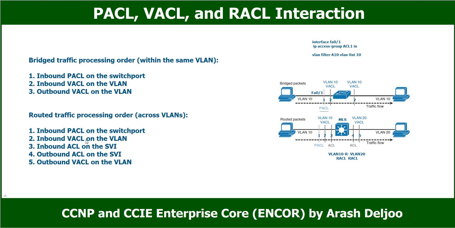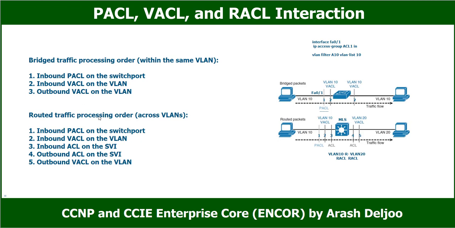Because of that, regarding inbound VACL and outbound VACL, again I emphasize, there is the VACL of VLAN 10 and the VACL of VLAN 20. Actually, we don't have an inbound VACL or outbound VACL. Inbound VACL means VACL of the source VLAN, and outbound VACL means VACL of the destination VLAN. In bridged traffic, the VACL of source VLAN and VACL of destination VLAN are both for VLAN 10. Because of that, it's not right to say outbound and inbound VACL. So about bridged traffic processing, we can say first PACL, second VACL.